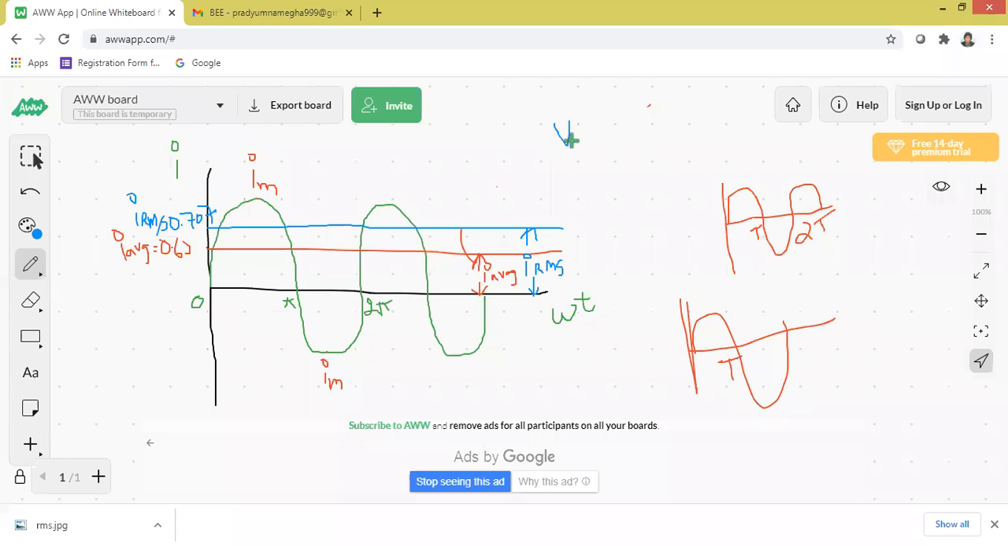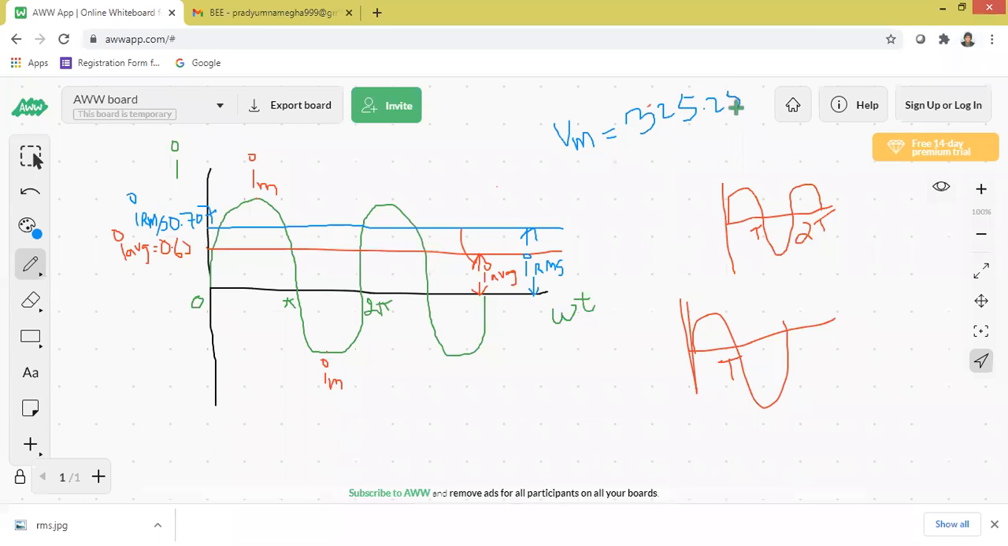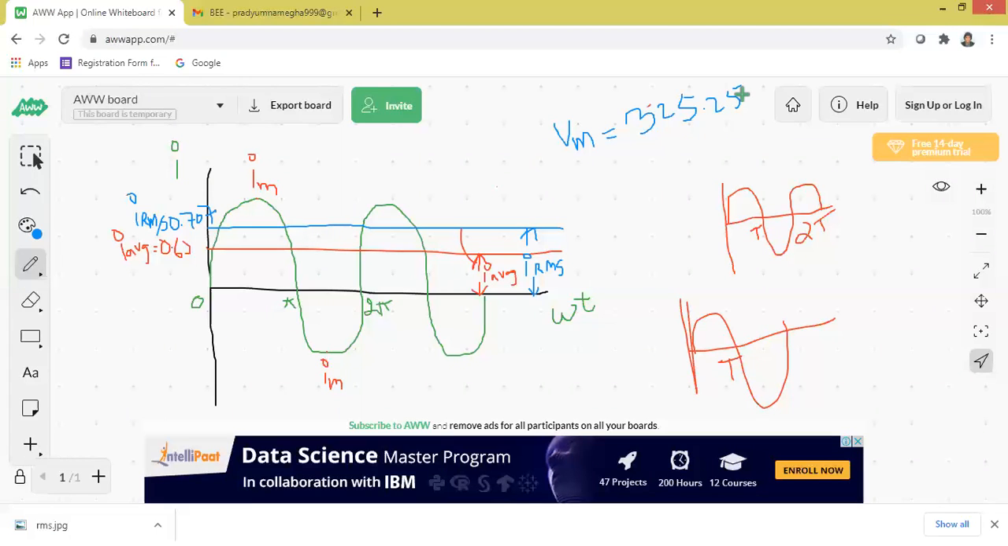Now you see. Calculate the RMS voltage if the peak voltage is 325.25 volts. I can use the word current or voltage depending upon the problem. Calculate the RMS voltage. When I say RMS voltage, what we have to write? You see on the screen, I am writing VRMS.